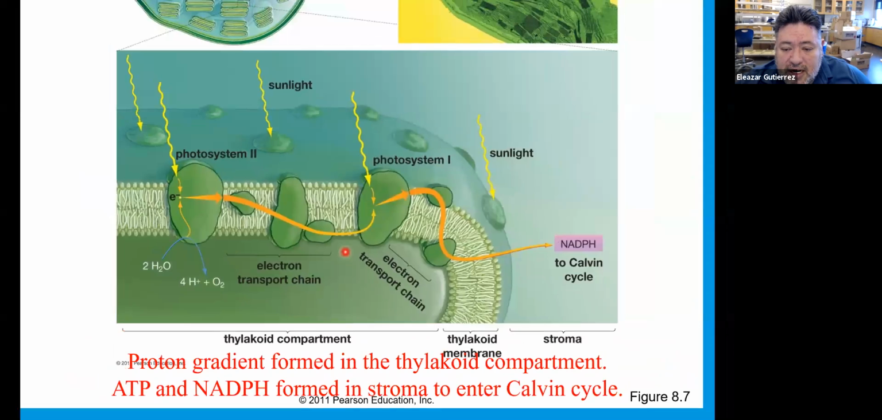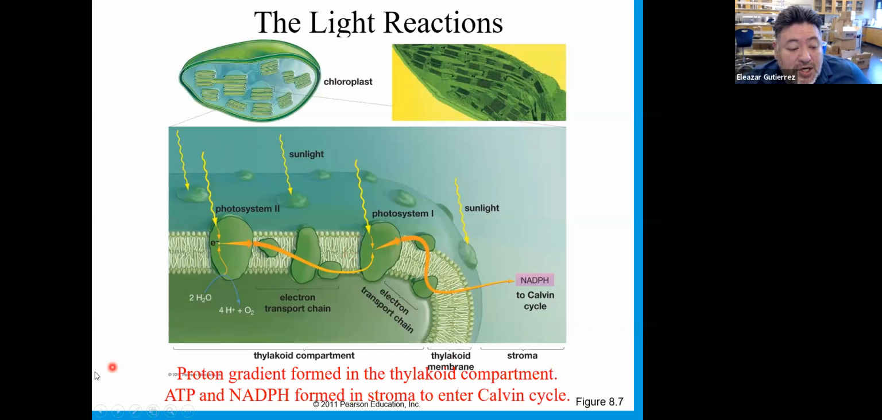I wrote something in red here, so it's obviously important. It says the proton gradient is formed in the thylakoid compartment. ATP and NADPH are formed in the stroma to enter the Calvin cycle. We're good? I hope.